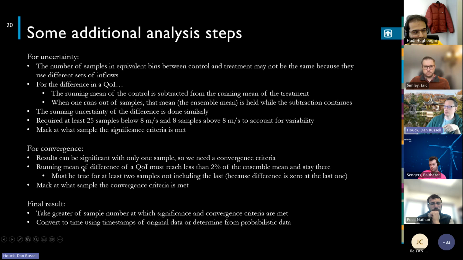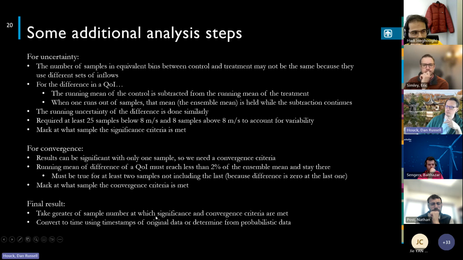And we do this with the running mean on the difference for a converged difference. We chose the standard of 2% of the ensemble mean, so it had to get there and then stay there, and also made sure that this was true for at least 2 samples in a row. And it couldn't include the last one because by definition, you get to 0 on the last one. And so again, you find where this criteria is met, and you just mark that sample. And then at the end, we'll translate those back into time.